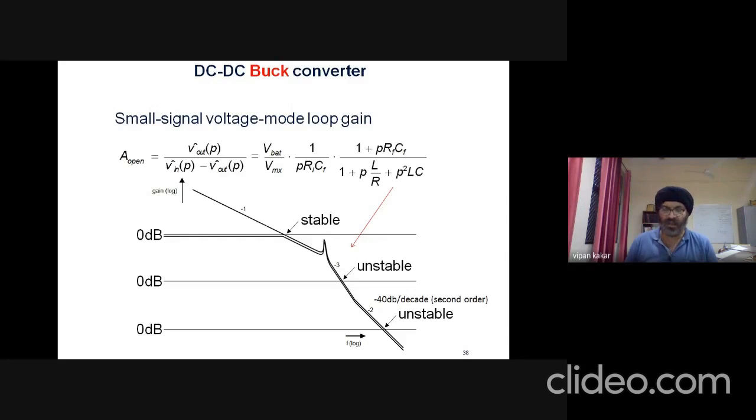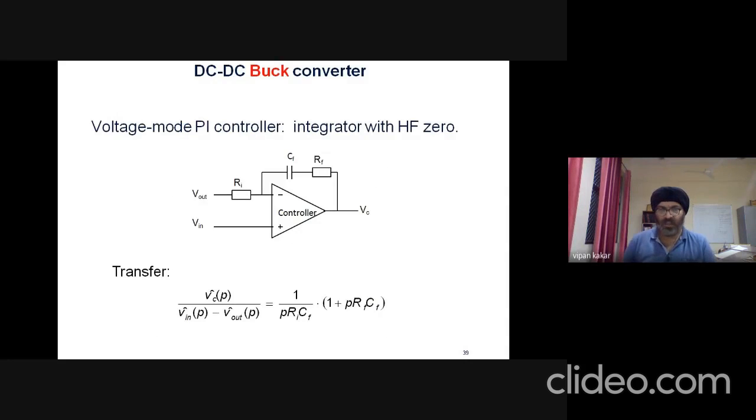It becomes unstable. So for high frequencies, we need to insert a part of the controller so that the system becomes stable for even higher frequencies also. This system, unstable at high frequencies, needs to be made stable. What we can do is insert this PI controller, and this integrator can insert a high frequency zero. If we insert a zero at the high frequencies, we can convert this unstable system into a stable system.